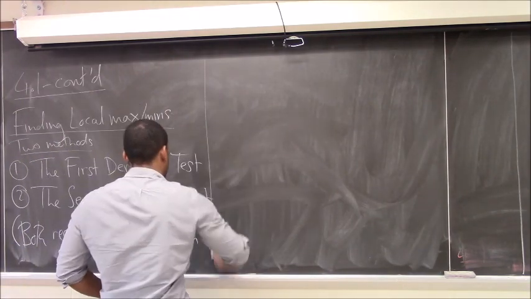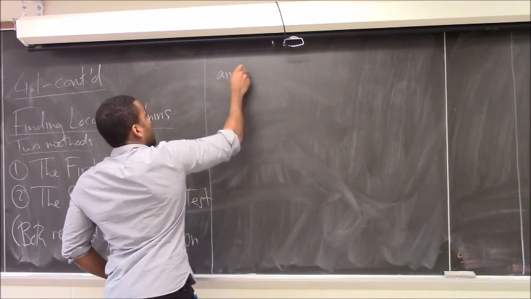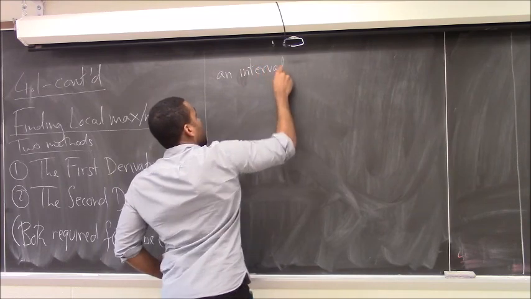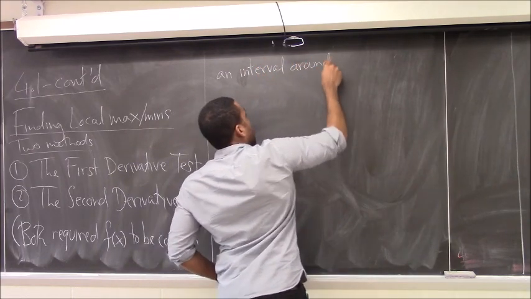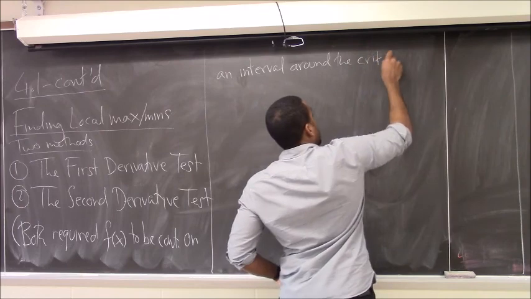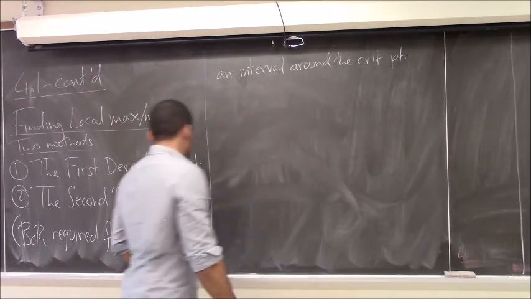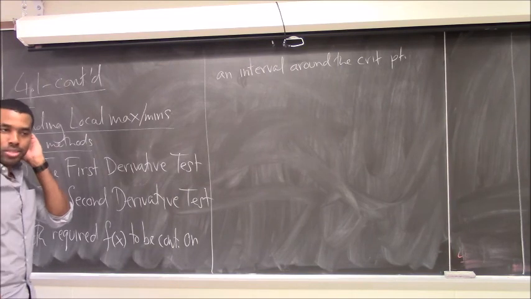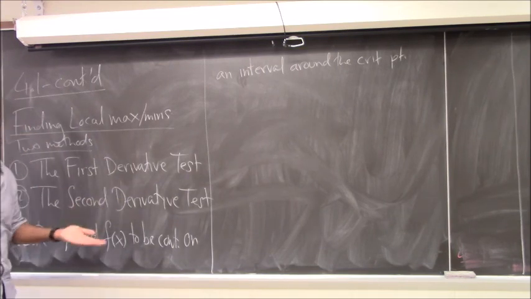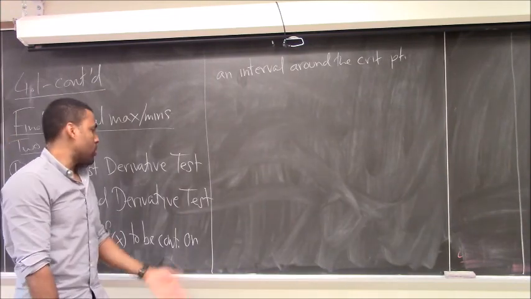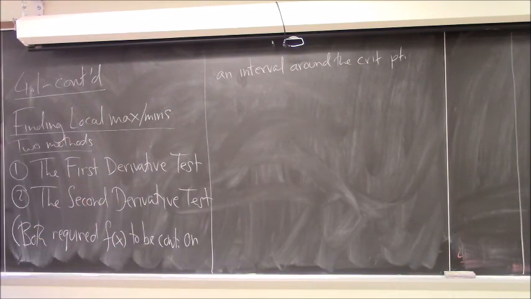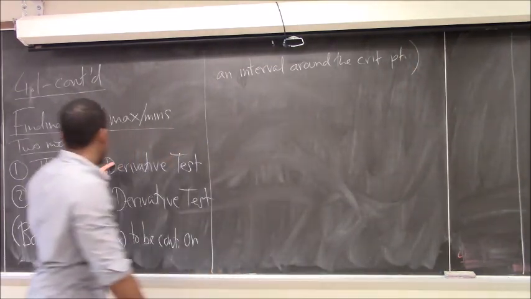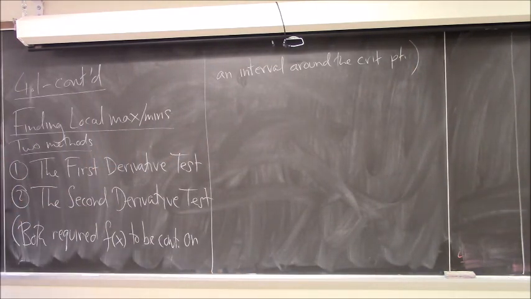on an interval around the critical point. So if your function is not continuous, you can't even talk about it. It can't be a max or a min point if it's not a point at all on the graph. So if your graph is not continuous, it doesn't even make sense to talk about this. But in the case that your graph is continuous, we can talk about these two tests as a way of finding the local maximums and minimums.